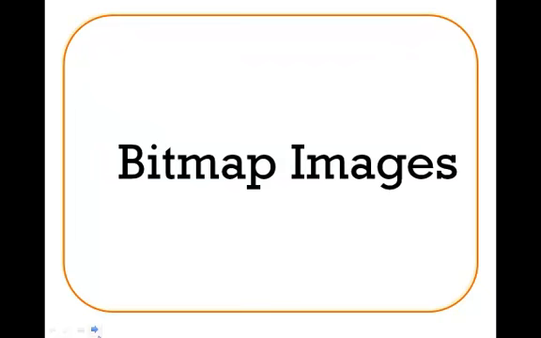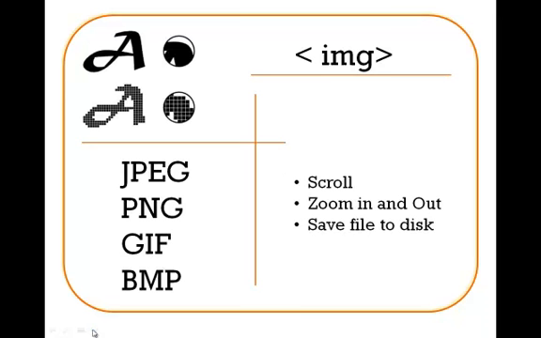The next non-HTML file format we will talk about is the bitmap image. Browser engines recognize the same set of bitmap image formats that are normally supported in HTML documents when they are loaded with the image tag. Formats supported are JPEG, PNG, GIF, and bitmap, among others. When the bitmap image is displayed, the user is typically allowed to scroll, zoom in and out, and save the file to disk. In the absence of content type information, images are detected based on file header checks.